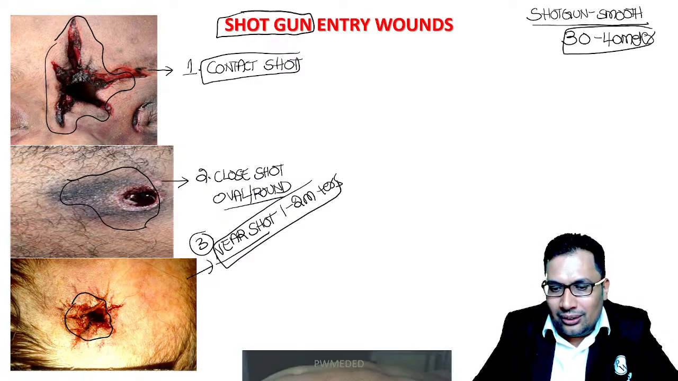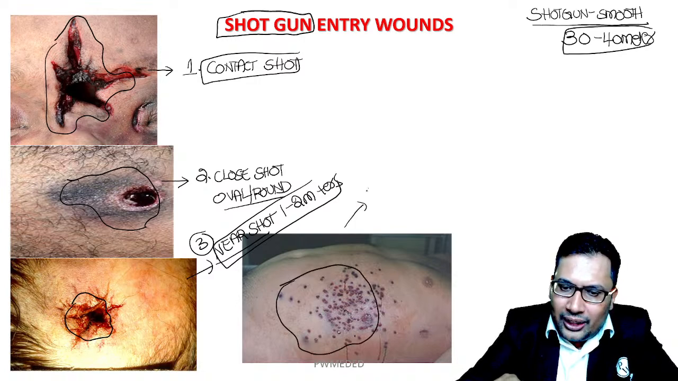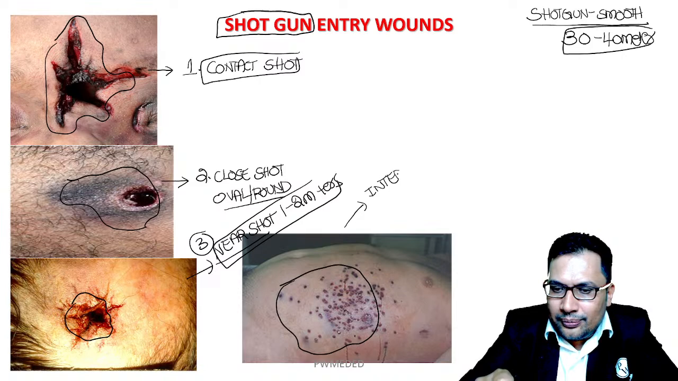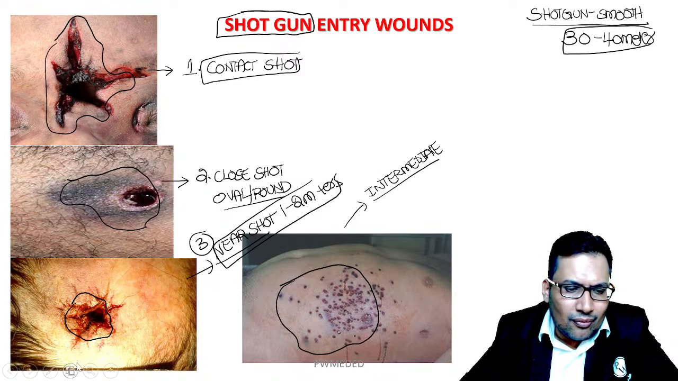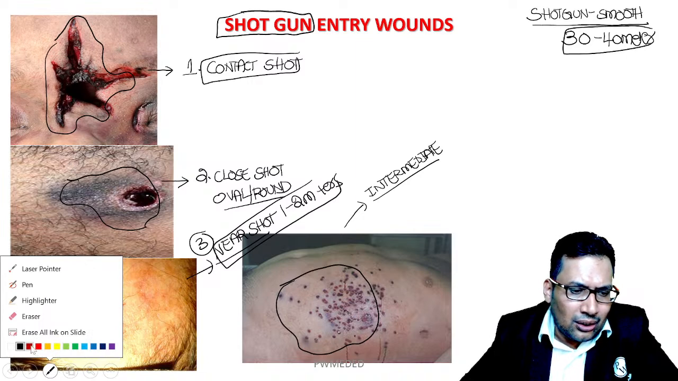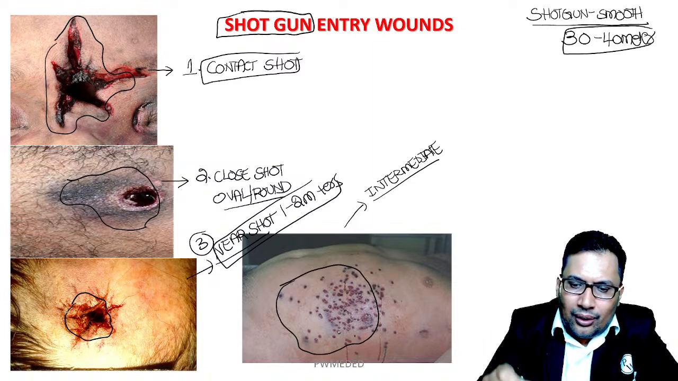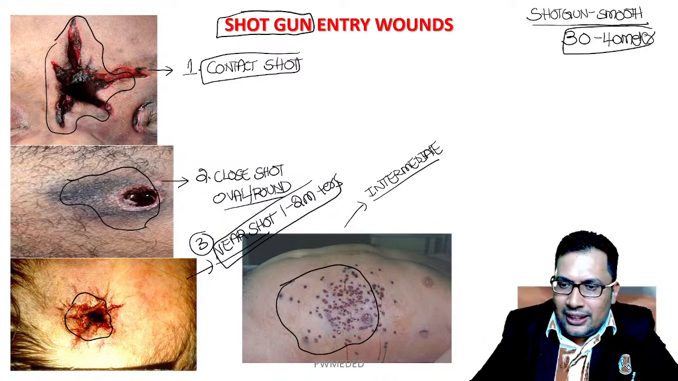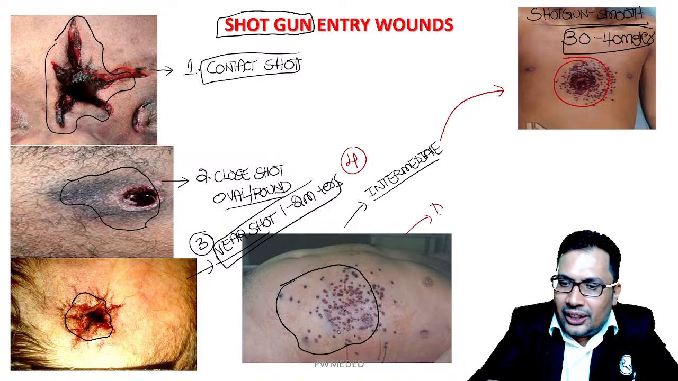Now intermediate shot. You can see the intermediate shot here. This is the intermediate one, and this is the distant one.